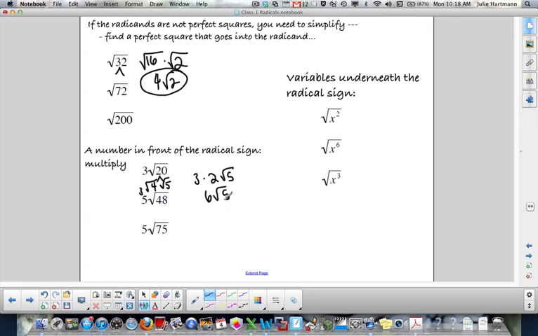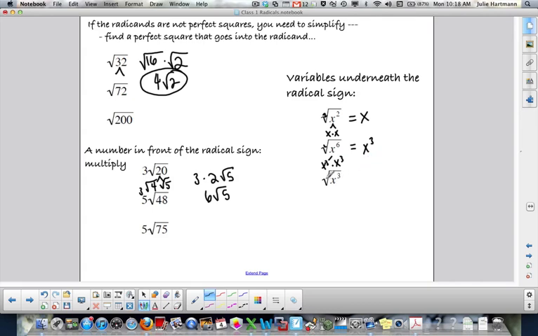All right, variables underneath the radical sign. What you want to think about here is, you know this is the square root, so 2 goes into 2 once. All right, and if you look at that, x squared is x times x. So the square root of x squared is just x. Now, with x to the 6th, that can be written x cubed times x cubed. So if you think about it, you're doing a square root, 2 goes into 6 3 times. So it is x cubed.